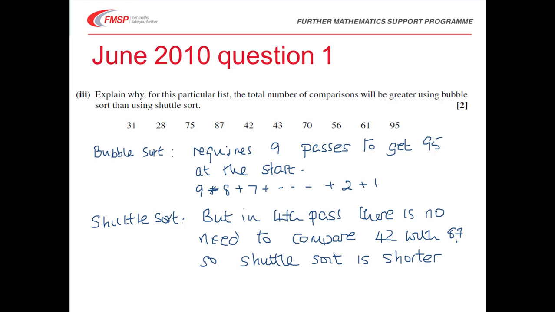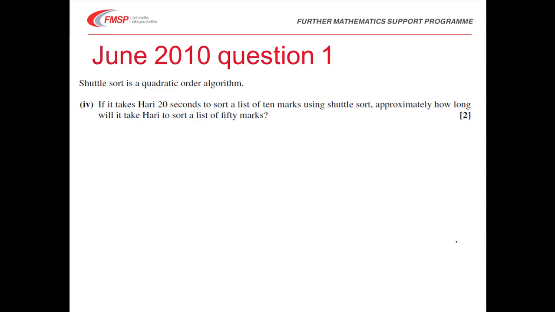So bubbles and shuttles. The last bit of that question says, if the shuttle sort we're given is quadratic order and it takes Harry 20 seconds to sort a list of 10 numbers, then approximately how long will it take for Harry to sort 50 numbers? So if we look at that particular one, we're saying that t, the time, is proportional to n squared for quadratic order.